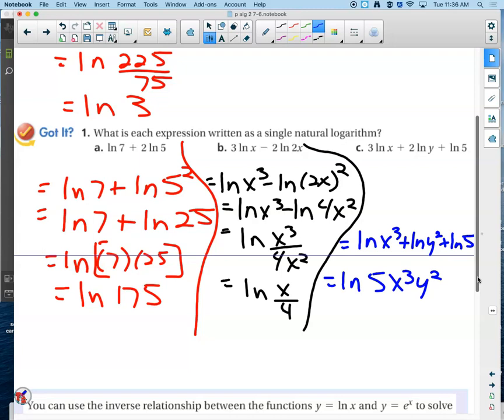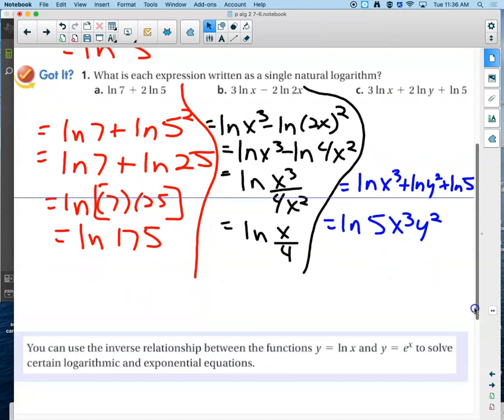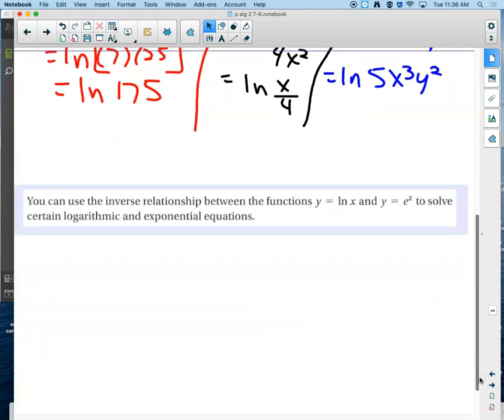You know, not just natural logs. Works that way for all the logs. Now, our objective had to do with solving. And that's a part of it, because just like when we solved logarithms before, sometimes you have to condense before you can solve. So we can use the inverse relationship between y equals the natural log of x and y equals e to the x to solve certain logarithmic and exponential equations.